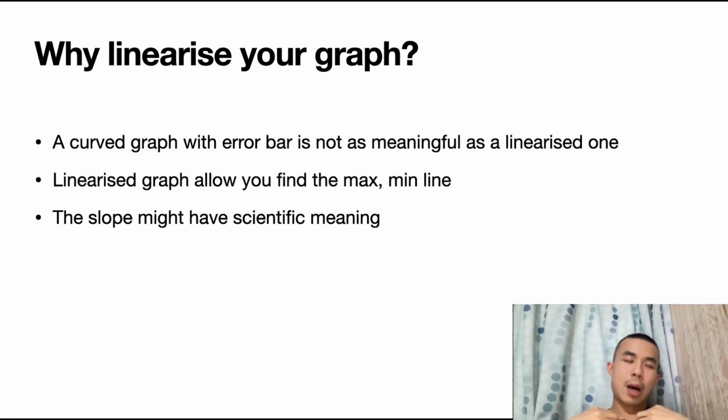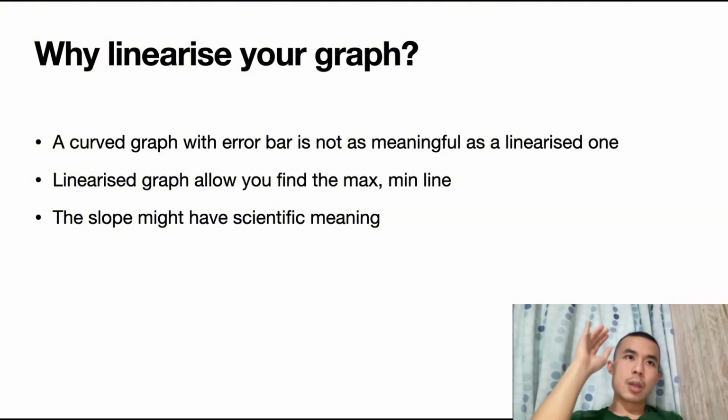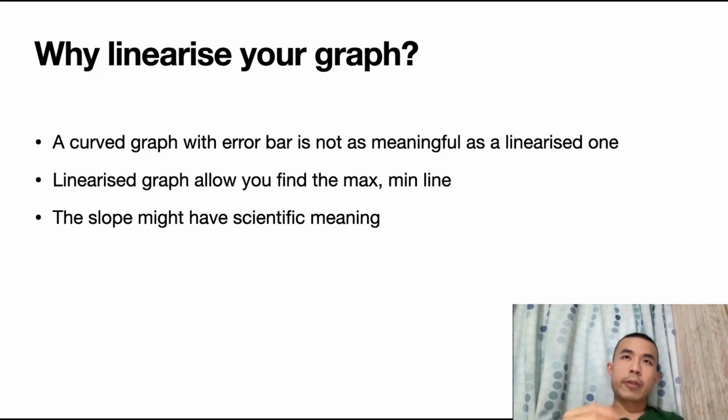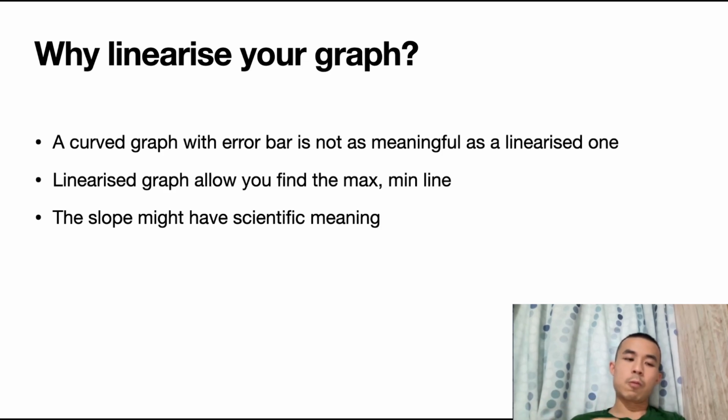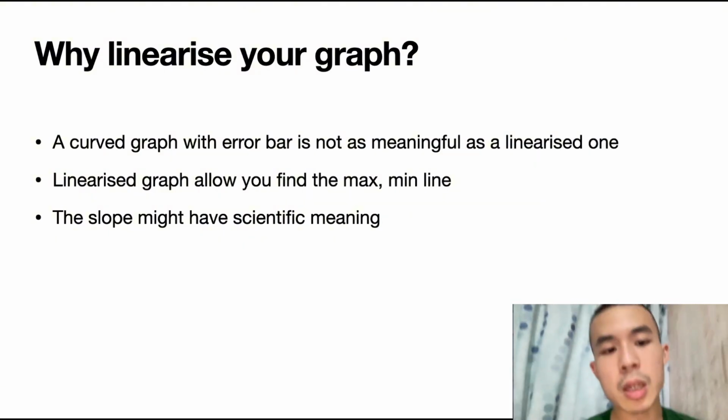Because we learned from IB that when there's a linear graph, you can easily calculate the slope, and you can easily find the y-intercept as well. Sometimes they actually do have scientific meaning. So when you're calculating the percentage uncertainty of the slope based on the max min line, or calculating the uncertainty of the y-intercept based on the max min line, it provides more scientific meaning behind it.